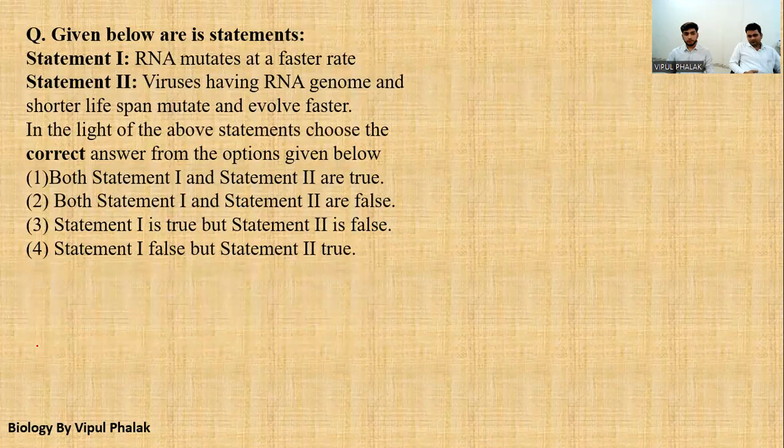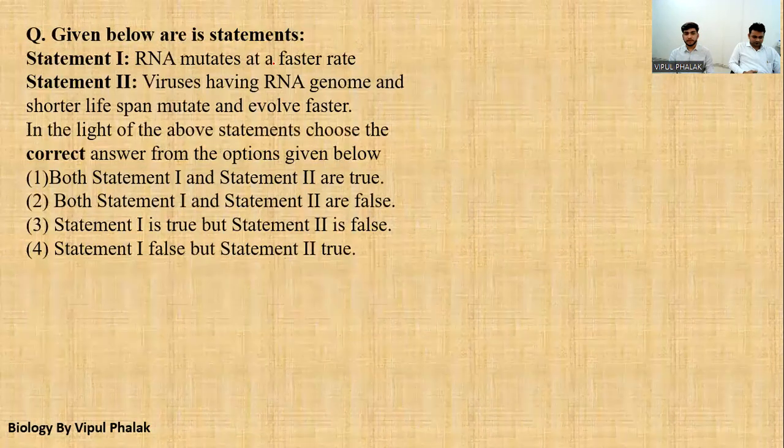In this question also we have to select the correct statements. First statement, RNA mutates faster. This statement is correct as RNA is slightly unstable. It mutates at a faster rate. And statement second, viruses having RNA genome and shorter lifespan mutate and evolve fast. This statement is also true because the virus contains RNA, which is unstable, so it mutates faster. So both statements are correct. Option A.